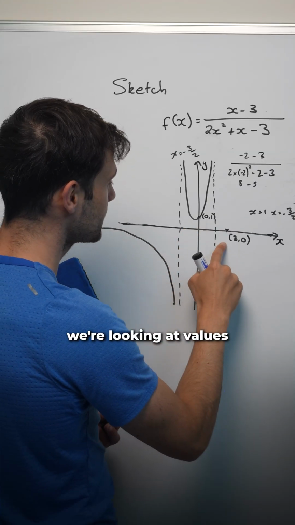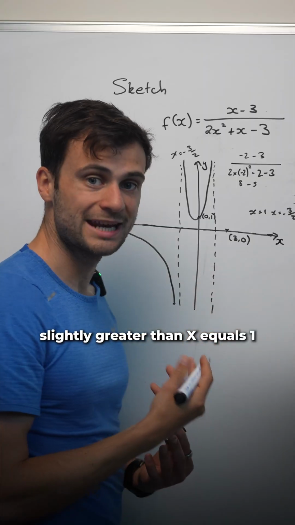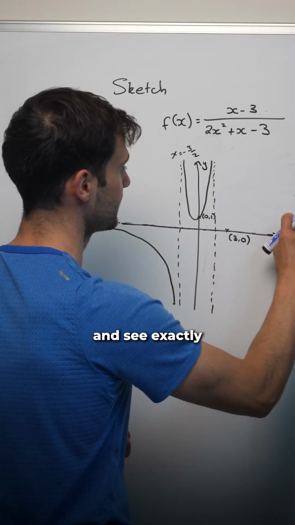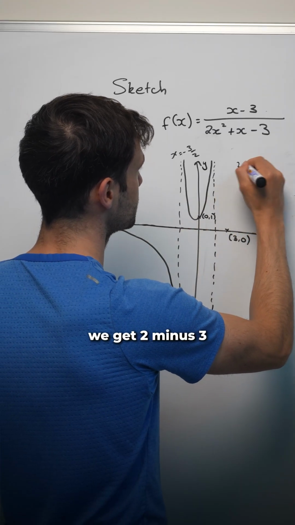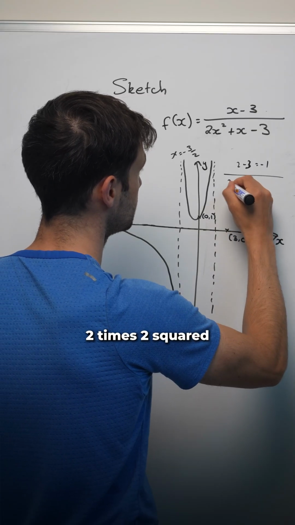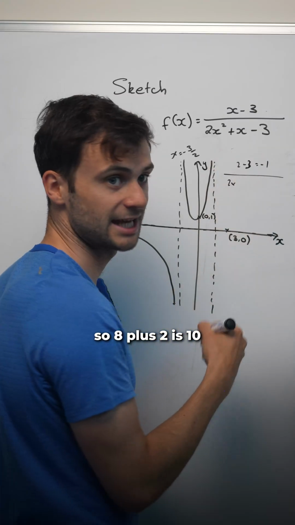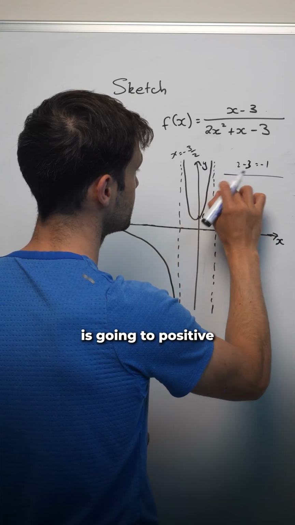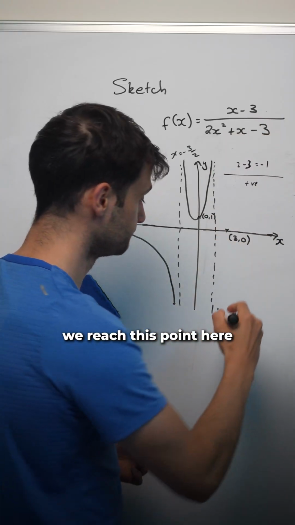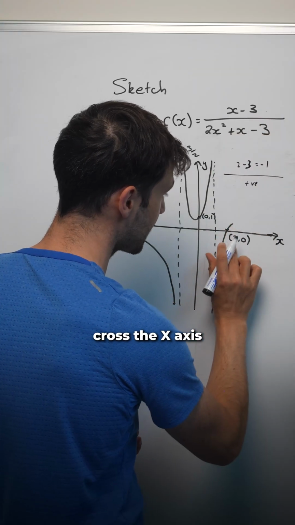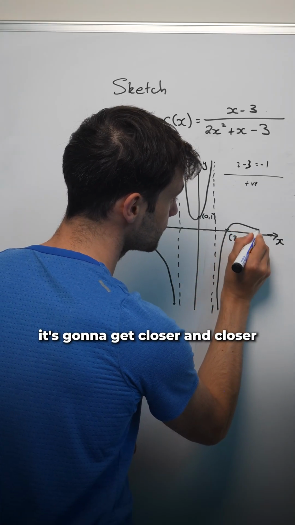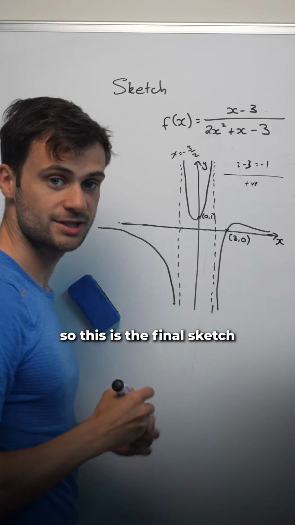For this last part, we're looking at values that are slightly greater than x equals 1. So for example, we could sub in x equals 2 and see exactly what is going on. So when x equals 2, we get 2 minus 3, the numerator is negative. The denominator is going to be positive because it's 2 times 2 squared, which is 8, plus 2 is 10, minus 3 is 7. So the denominator is positive, but the numerator is negative up until we reach this point here. So it's going to come up in this direction, cross the x-axis, but then because we've got this horizontal asymptote, it's going to get closer and closer to that over time. So this is the final sketch of our graph.